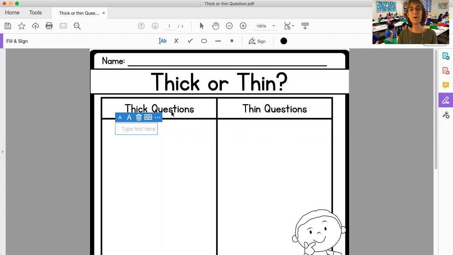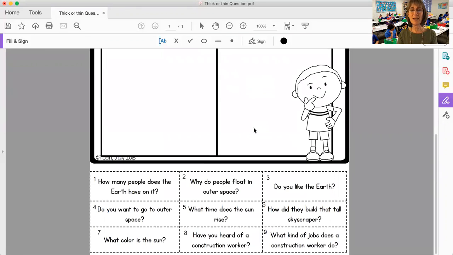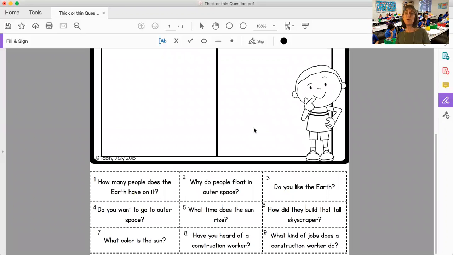You don't have to worry about writing this. You can just say thick or thin. And then on this side, we're going to organize all our thick questions, and on this side, we're going to organize all our thin questions. And the questions are already down here for us, so we just get to decide. Are you ready? Here we go.